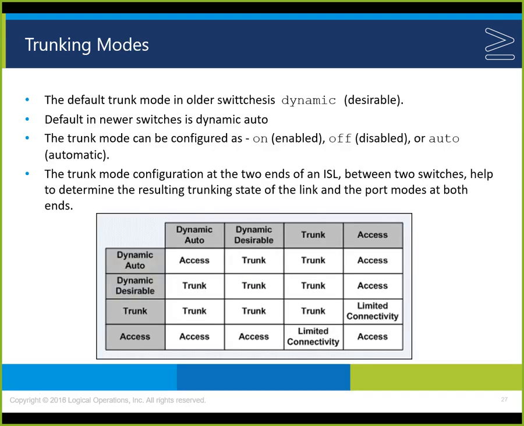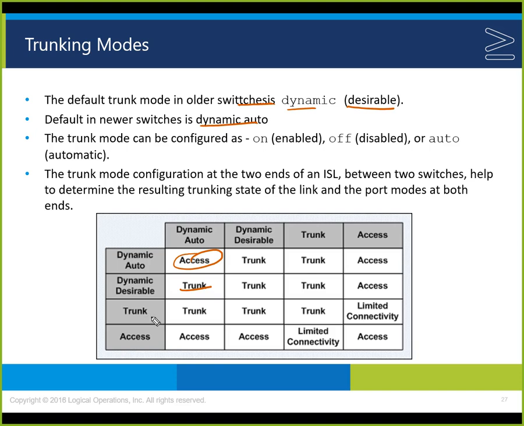The trunking modes, we've kind of talked about. The default trunk mode on the older switches is dynamic desirable. They're all dynamic to start with. On the newer switches it is dynamic auto, and the advantage here is that dynamic auto is going to be an access port. It's not going to automatically become a trunk. Then dynamic desirable says, I want to be a trunk. The auto says, you ask, I'll be a trunk port. So the desirable and the auto is a trunk.